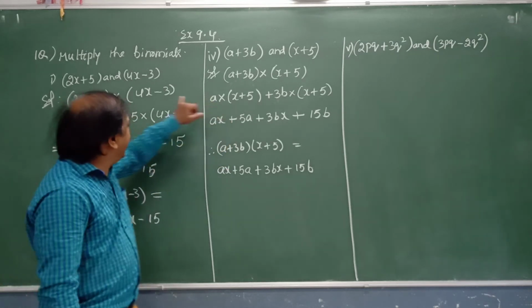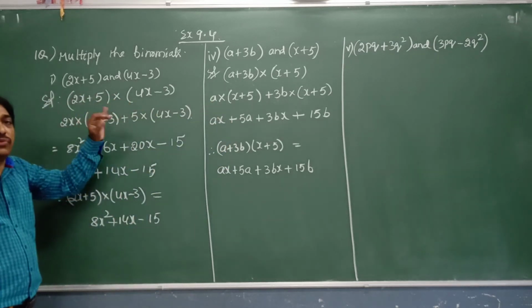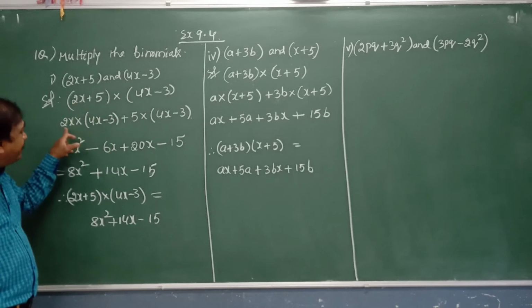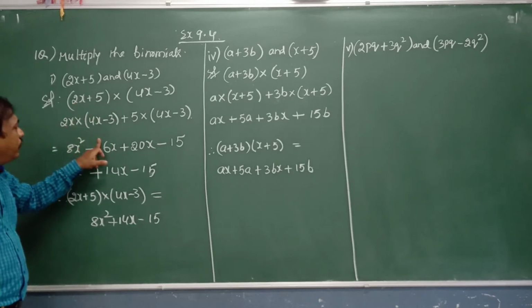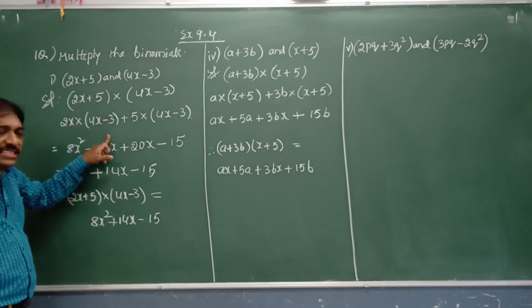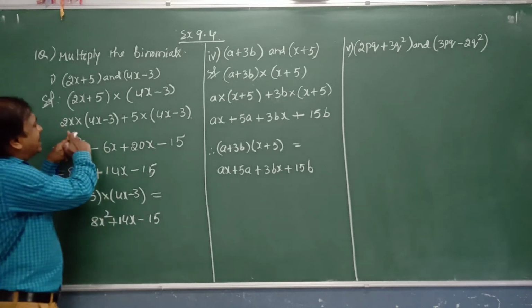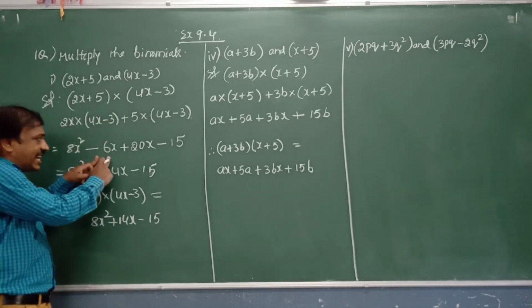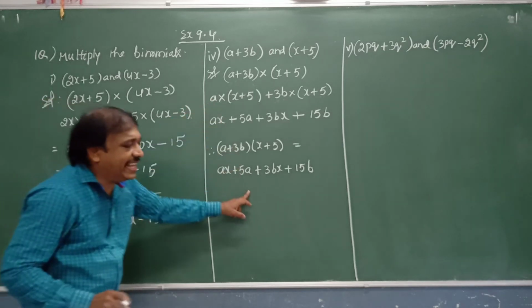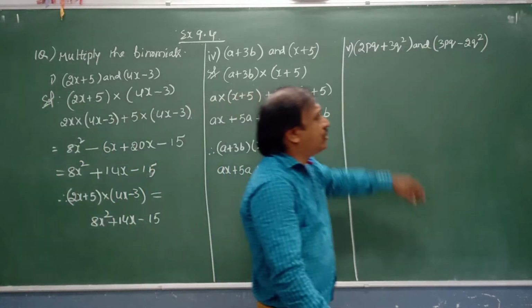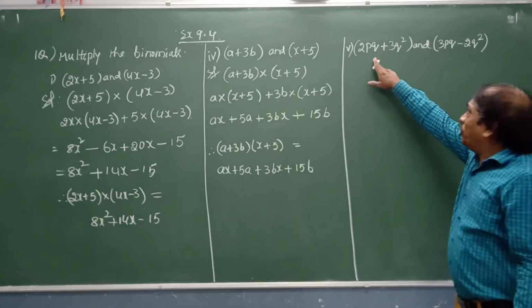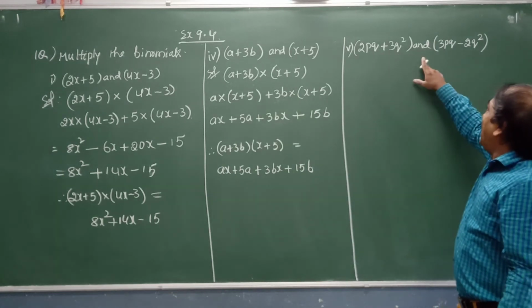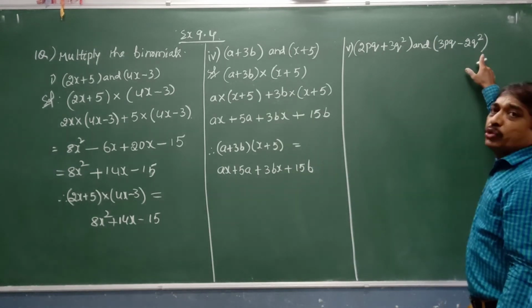In spite of writing, even in the before examples also what we have discussed, in spite of writing again 2x into 4x, 2x into minus 3, we are doing 2x into 4x, 2x into 3, minus 3, that is 6x, like this. Similarly in this. Now we go to the next question. 2pq plus 3q square and 3pq minus 2q square.